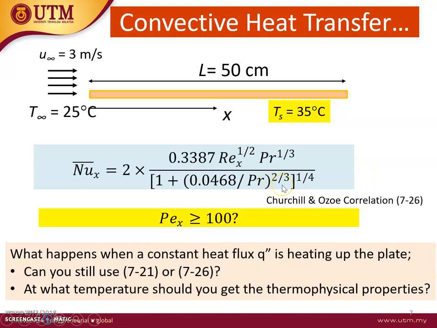Okay, in this case, we have analyzed the laminar flow over a flat plate with constant temperature stated. What happens when a constant heat flux is heating up the plate? The second boundary condition. Can you still use 7.21 or 7.26? And at what temperature should you get the thermophysical properties? Because now the temperature is not stated, you're only given constant heat flux.